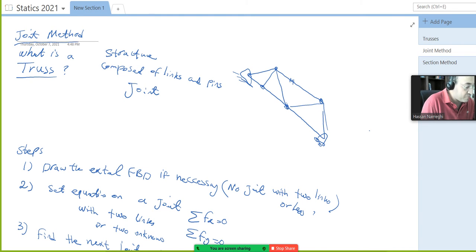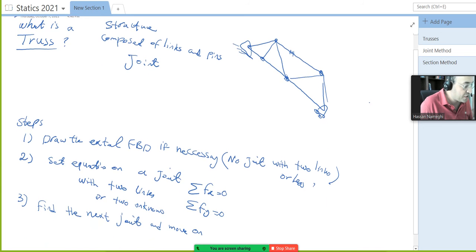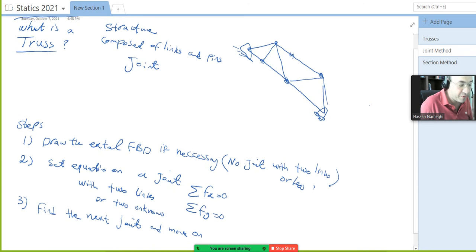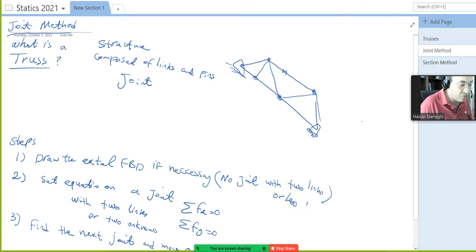And then once you do this free body diagram, you find some unknowns, you find a location to start, you can set up the equations sum of Fx, sum of Fy, and then move on to the next joints and go ahead from there. So the way that works is that you act like a bacteria. You start eating from one place, and then you move on to the next place, to the next place, to the next place. This could be very time consuming, right?